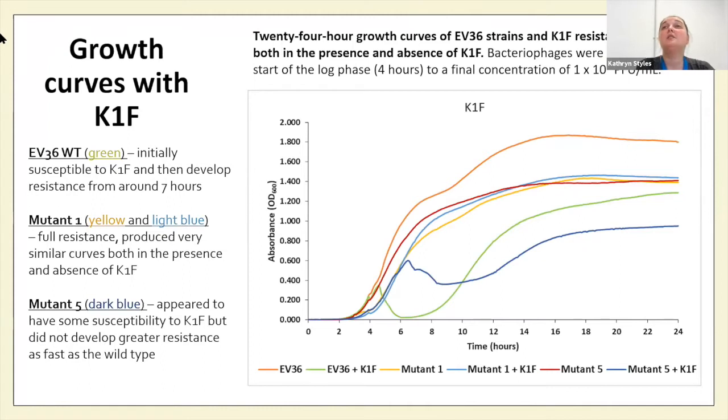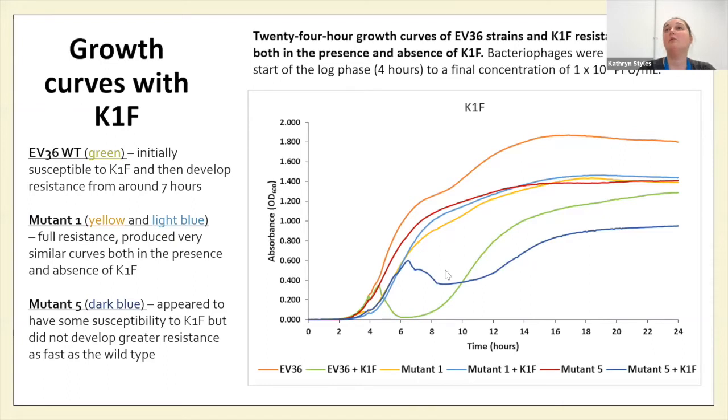Whereas for mutant 5, the one that did seem to have some spotting on the plaque assay, and therefore some susceptibility to K1F, that's the dark blue line. So this one that you can see here. And that did seem to be killed a small amount, but later, and it would never develop resistance in quite the same way as the wild type one had. So you still get lower growth by the end of your time point, but you do still have growth. So there is some kind of resistance.